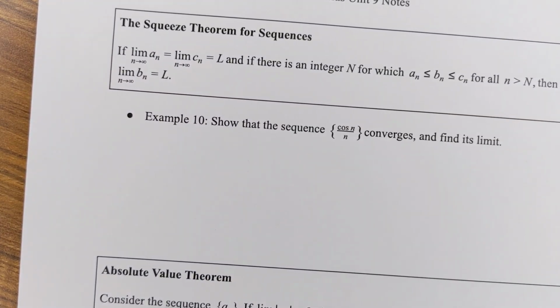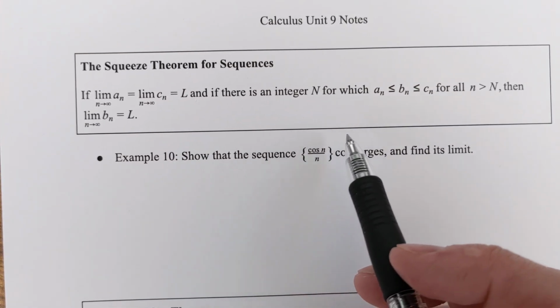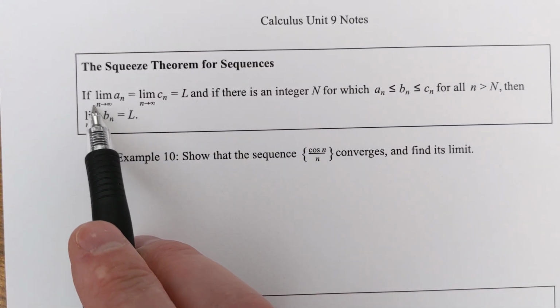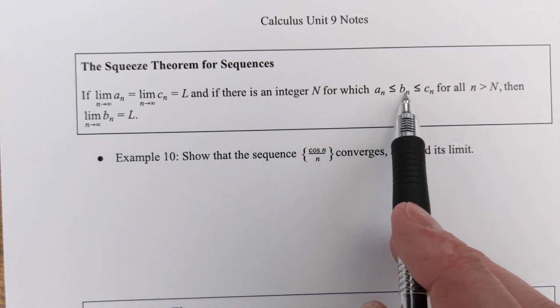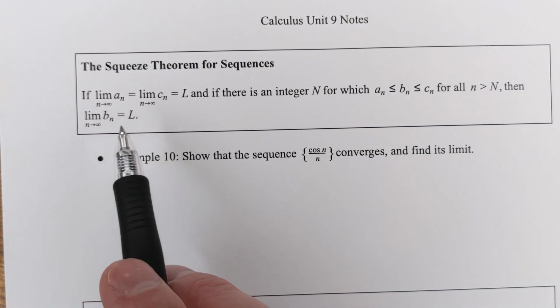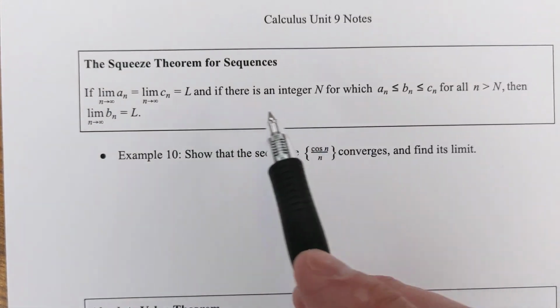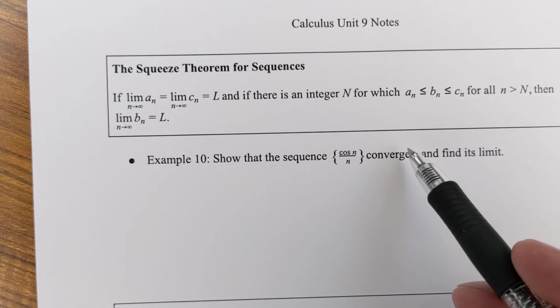All right, squeeze theorem. So the squeeze theorem just says that you can pinch some unknown function between two of them. So if the limit of a_n equals the limit of c_n equals L, and there's some integer N for which b_n sits between a_n and c_n, then the limit of b_n also has to be L. So you're squeezing your third function between two. So the sequence converges, and find its limit.